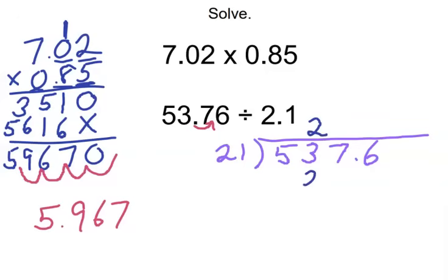2 times 1 is 2. I remember what I was doing. I was thinking I can't do 3, and I just wrote it down. So 2 times 1 is 2. 2 times 2 is 4. Now we subtract this. Okay, this makes more sense. 3 minus 2 is 1. 5 minus 4 is 1.